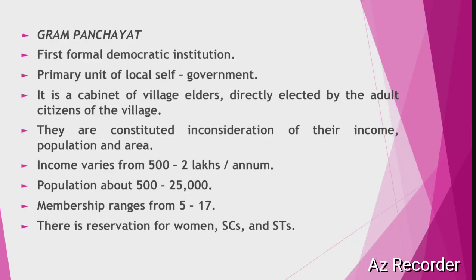First one in Panchayat Raj is Gram Panchayat. Gram Panchayat is the first formal democratic institution, the primary unit of local self-government. It is a cabinet of village elders directly elected by the adult citizens of the village. They are constituted in consideration of their income, population and area. Income varies from 500 to 2 lakhs per annum. Population is about 500 to 25,000. Membership ranges from 5 to 17.